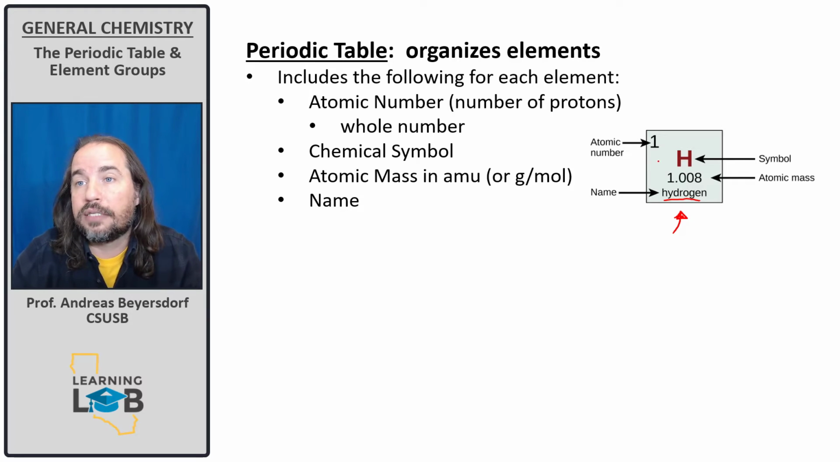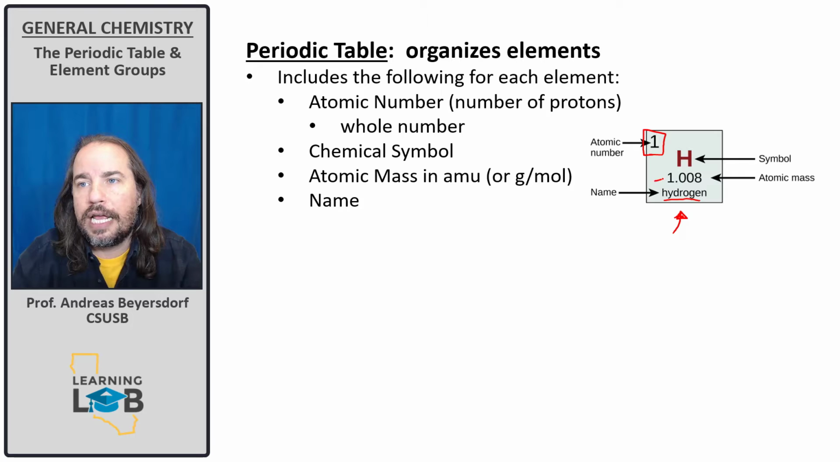What you will always find is the atomic number. The atomic number is either in the upper left or right-hand corner, or sometimes it'll be right below the symbol. The atomic number is a whole number, so 1, 2, 3, all the way up to 118, and it is the number of protons. So hydrogen has 1 proton.